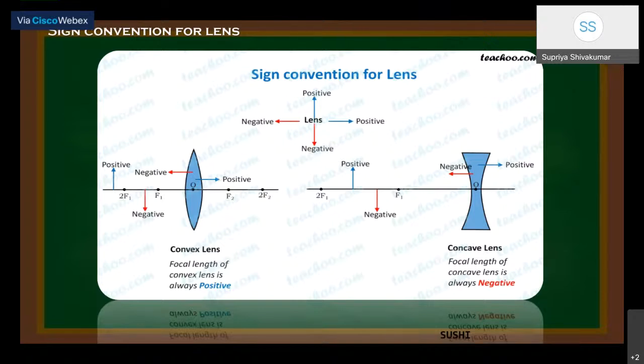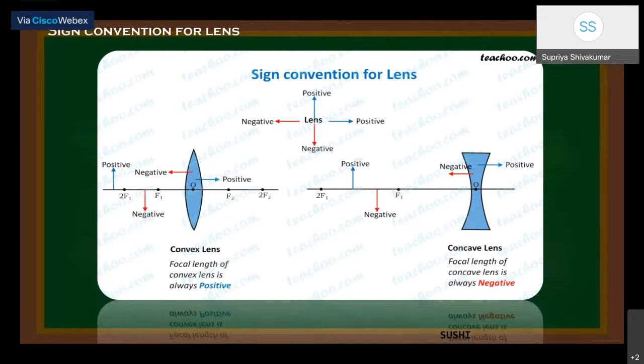Once you have this image, next we need to understand that for our convenience, we always keep our object on the left hand side of the lens. So when it is on the left hand side in the Cartesian system, you know that it is the negative x axis, so therefore the object distance u is always negative, both in convex lens and concave lens.